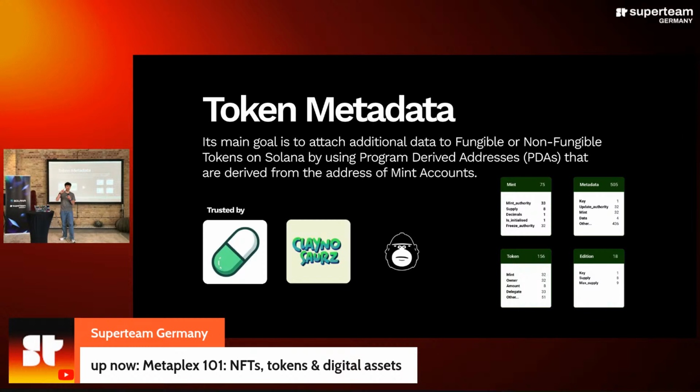You can, for example, add a name and an image, and this is what you can see in your wallet: the image and the name of the token. Most tokens use Token Metadata to create that. Naturally, it's not only that, because Token Metadata was the first standard for NFTs as well. So you could use Token Metadata for both fungible and non-fungible tokens.